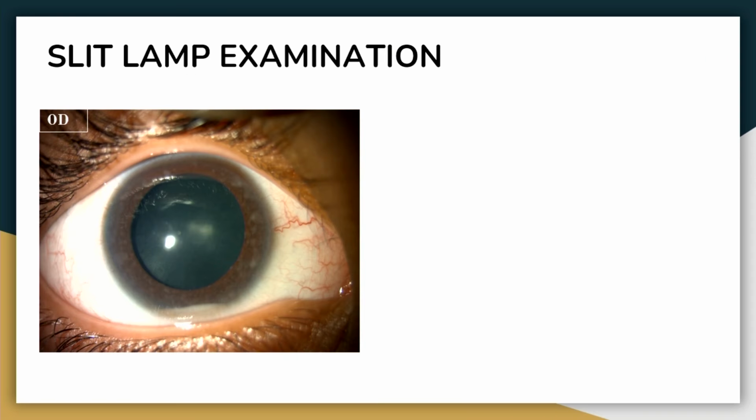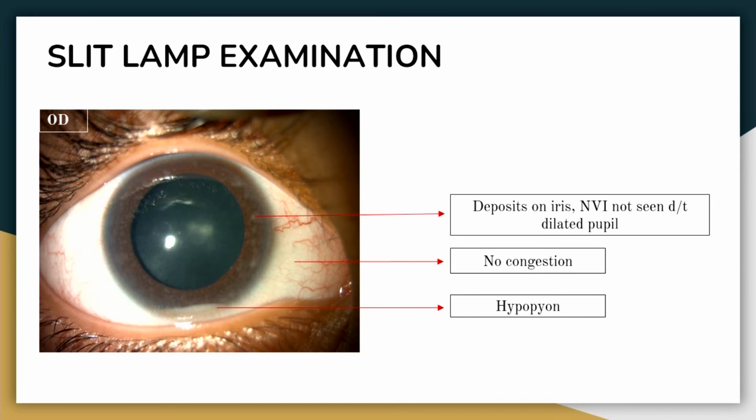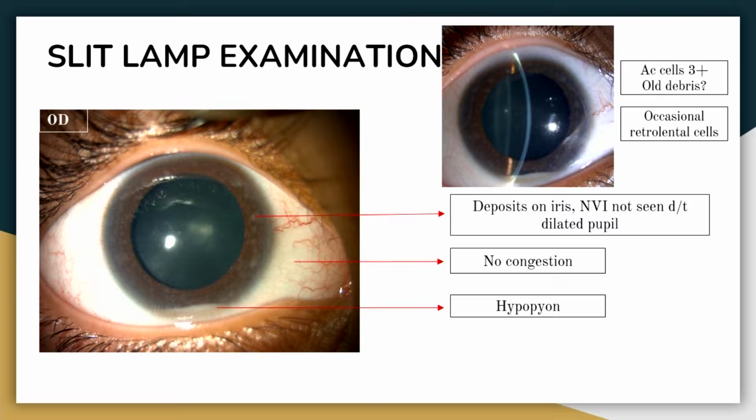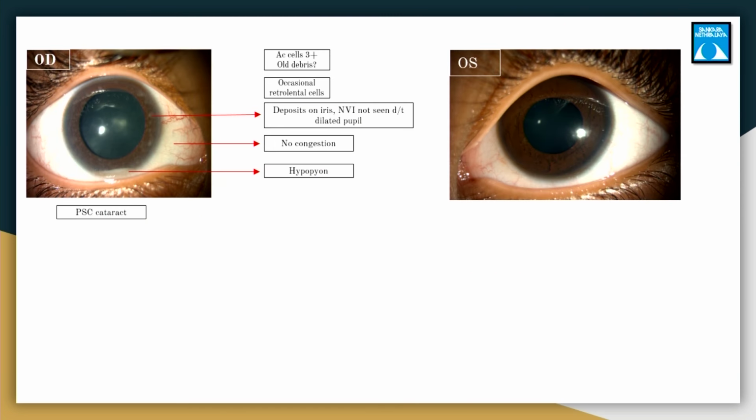Okay. This was the slit lamp examination. So rightly pointed out, there was no congestion. There was a hypopyon. There were deposits on the iris. There was also neovascularization of the iris, which was not seen in the picture due to the dilated nature. And the AC reaction showed 3+ cells, with some cells possibly old debris. There were occasional retrolental cells. And there was also a posterior subcapsular cataract. His left eye was quiet and within normal limits.